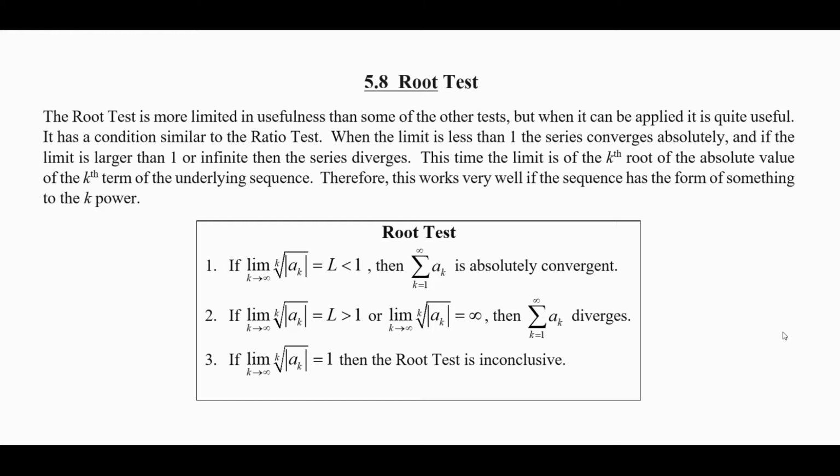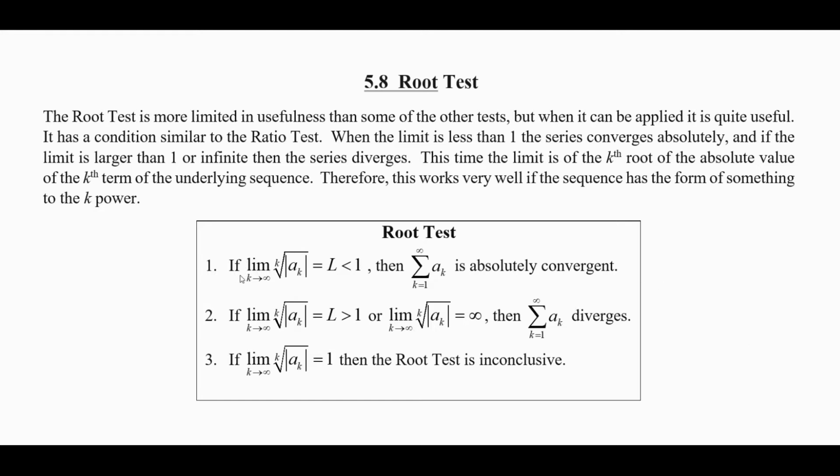This time the limit is the limit of the kth root of the absolute value of the kth term of the underlying sequence. Therefore, this works very well if the sequence has the form of something to the kth power, so that the kth power and the kth root basically just cancel each other out.